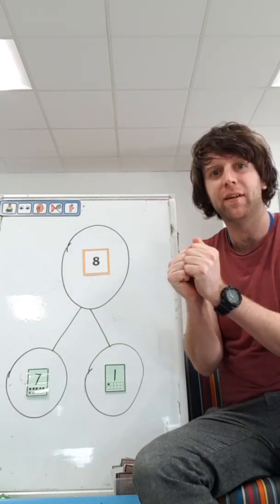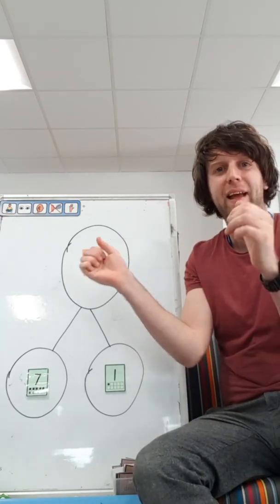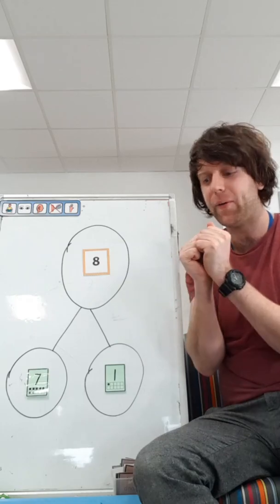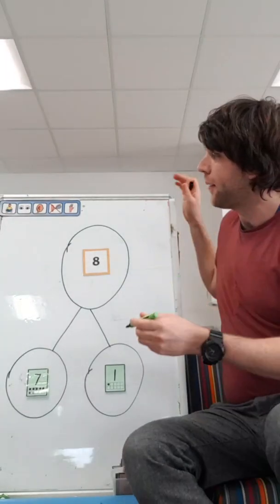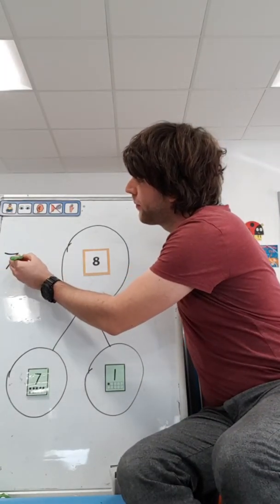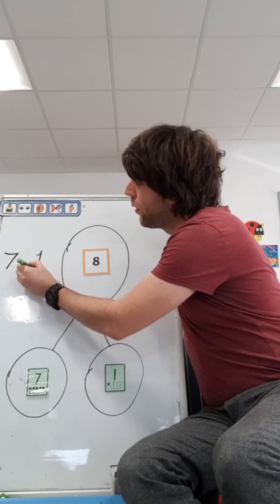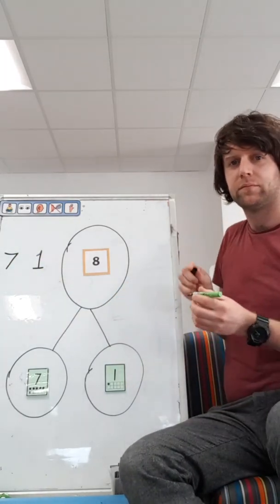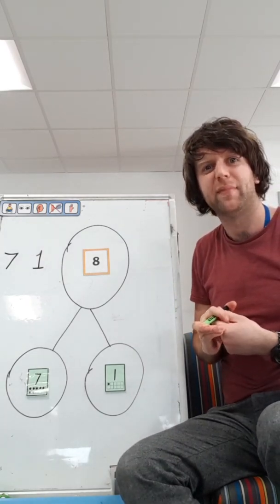Can you have a go? 7's a part, 1's a part, 8 is the whole amount. Perfect. I'm going to write that up just here. 7 and 1. Should we see if there's another way we can do it? I think so.